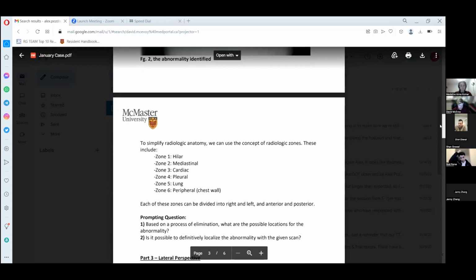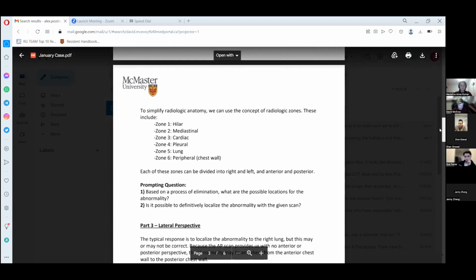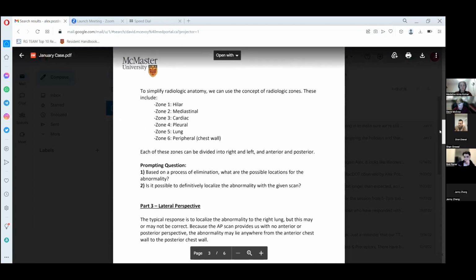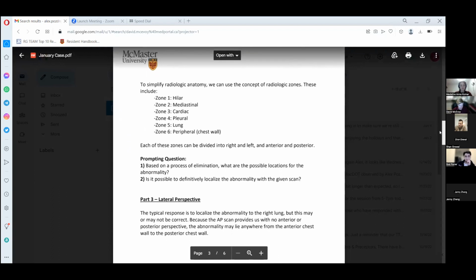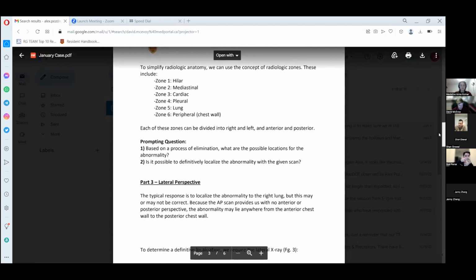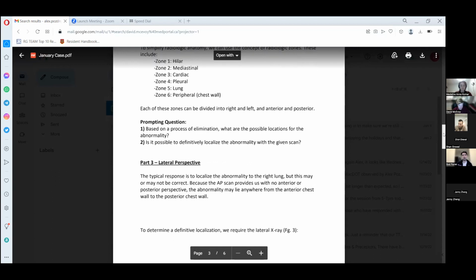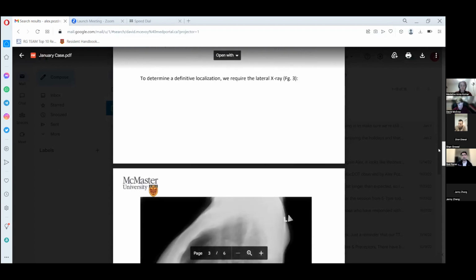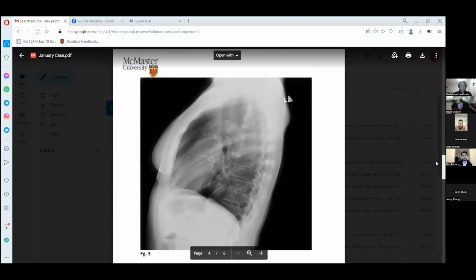We discussed a little bit about the possible locations, and we can't really definitively localize the abnormality without having a little bit of context. So this might be correct, but you can't really bet 100% on it that this lesion is within the right lung. So let's get a lateral radiograph.